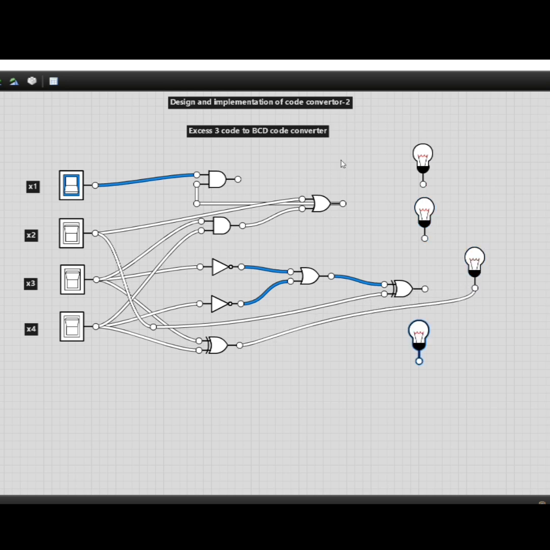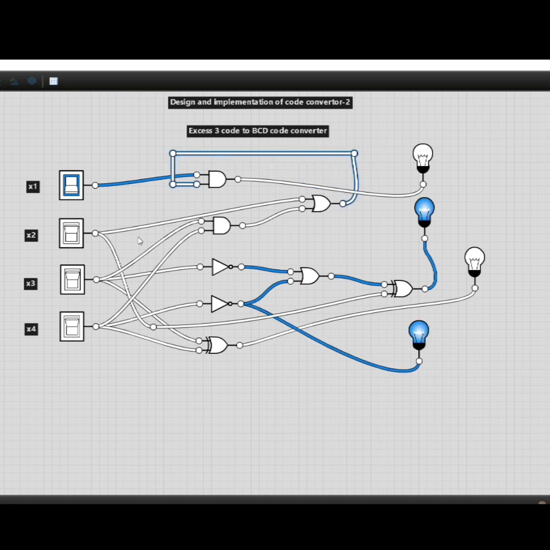We get 4 outputs. Connect to the output perfectly. The outputs are referred based upon the truth table. Now verify it with the help of the truth table.